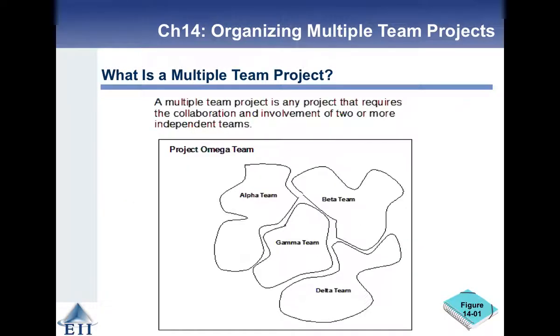So what is a multiple team project, right? It is a project that requires collaboration and involvement of two or more independent teams. And in the diagram there, we've got the full project, Project Omega, and then we've got Alpha, Beta, Gamma, and Delta sub-teams, which are independent teams, but they need to coordinate with each other.